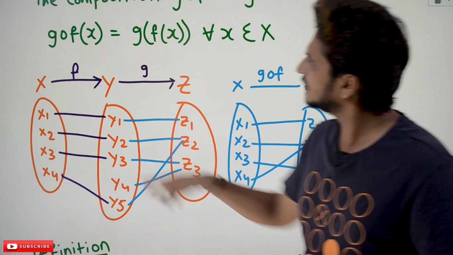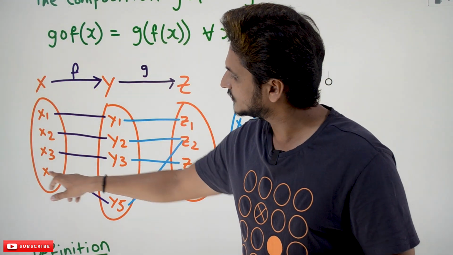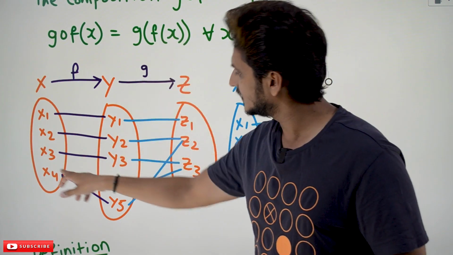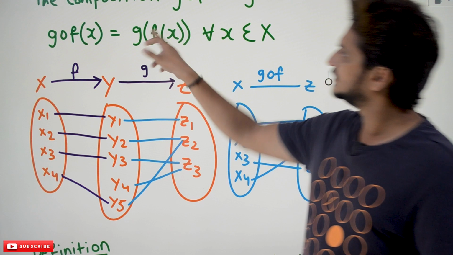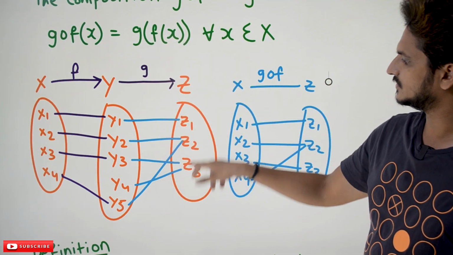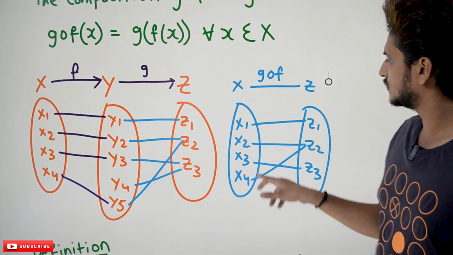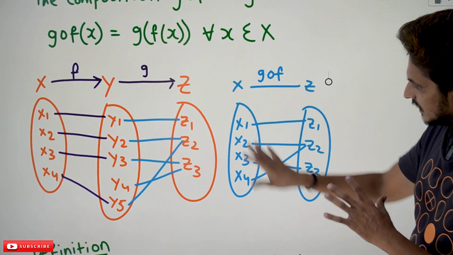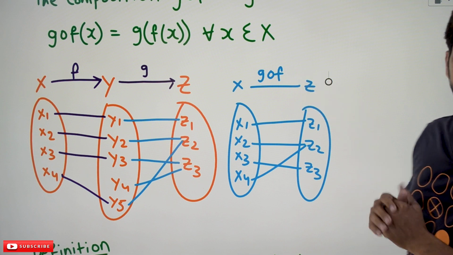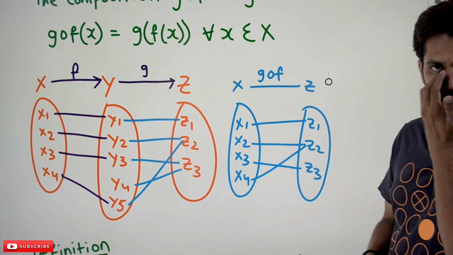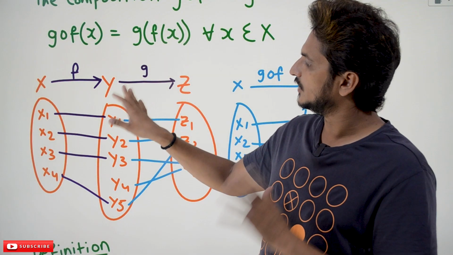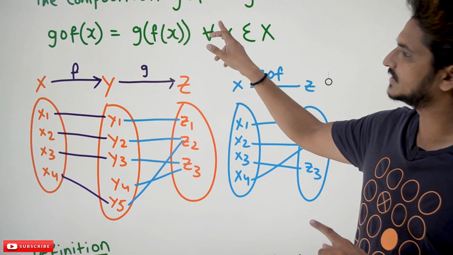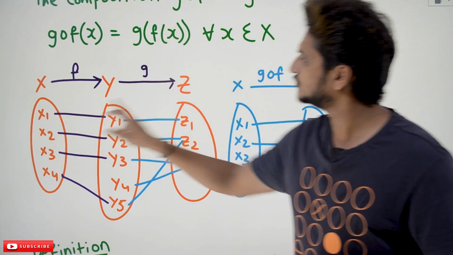Similarly, take the next one. Next x is x4. G of f of x4: f of x4 is given as y5. G of y5 is given as z2. So x4 is mapped to z2. This is what the composition g of f is. This is the output you got. So you take two functions f and g, and g circle f is given as from X to Z.